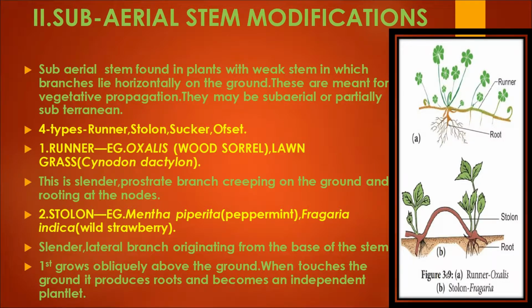The second one is called stolon. Stolon, example Mentha piperita and Fragaria indica. The stem will be slender and lateral branch originates at the base of the stem, and first it grows obliquely above the ground. When it touches the ground, it produces roots and becomes an independent plantlet. So it can be cut off at this region and propagated as an independent plant. This is an example picture of the stolon Fragaria indica.